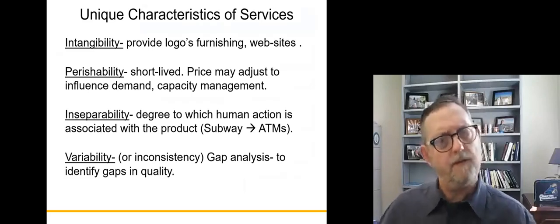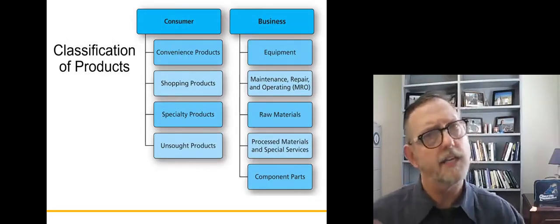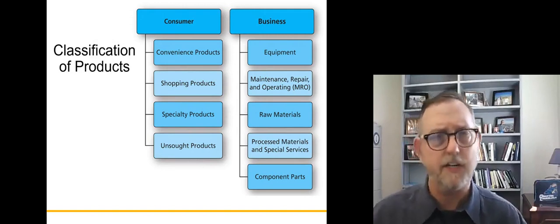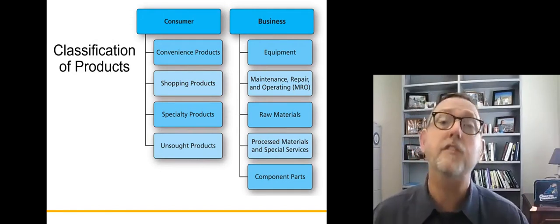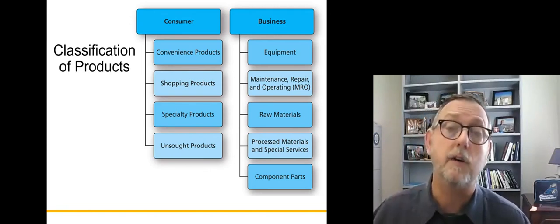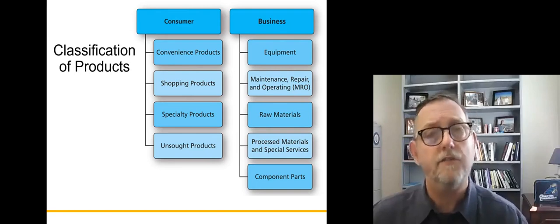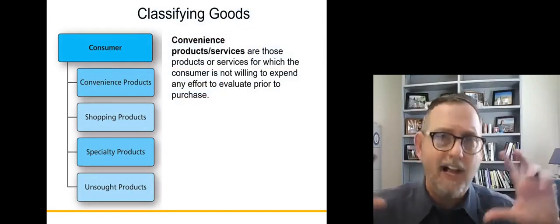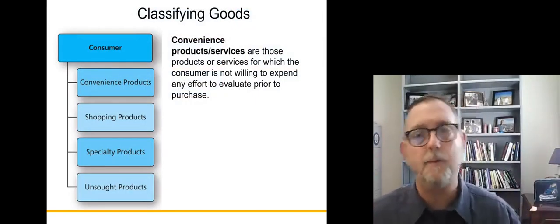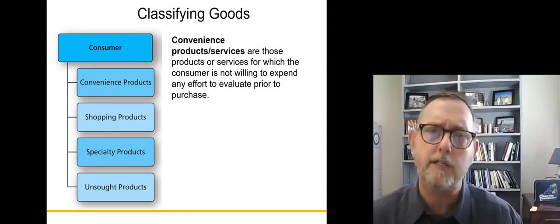Moving back to this tangible good idea, we have a classification of products that happens. And so this is definitions and classifications. You're going to hear these terms a lot, both on the consumer side and also on the business side. Looking at the consumer side first, there are 4 different types of classes or product classes. And one which we'll talk about is convenience products.